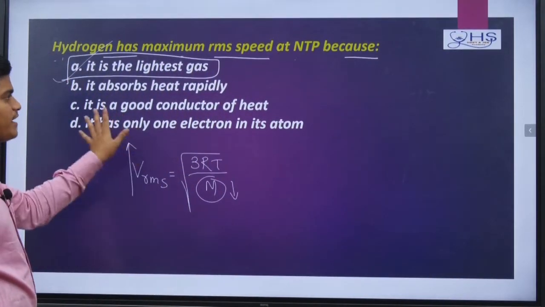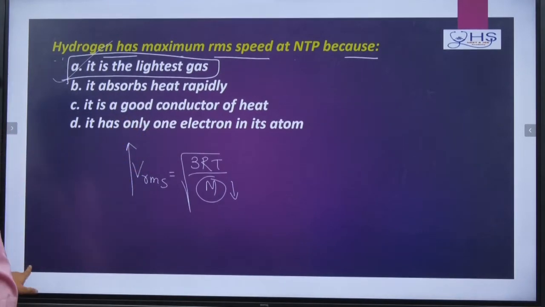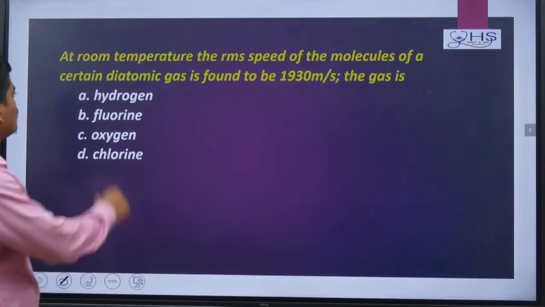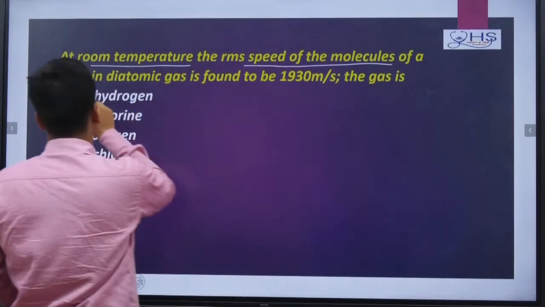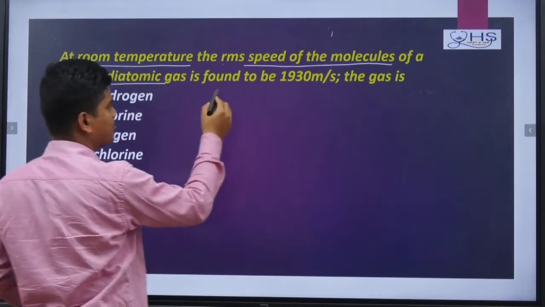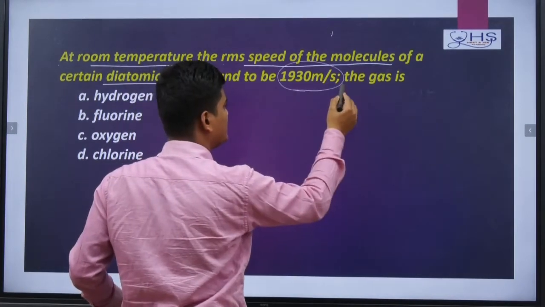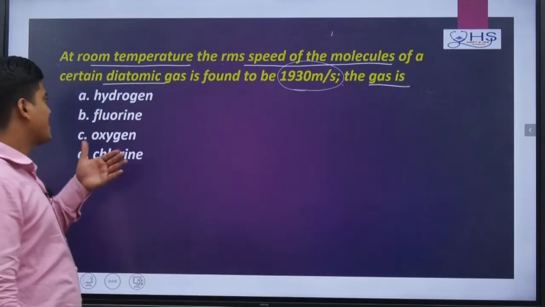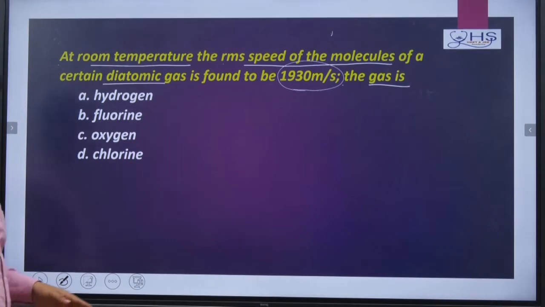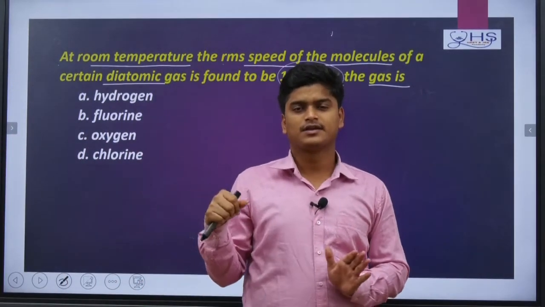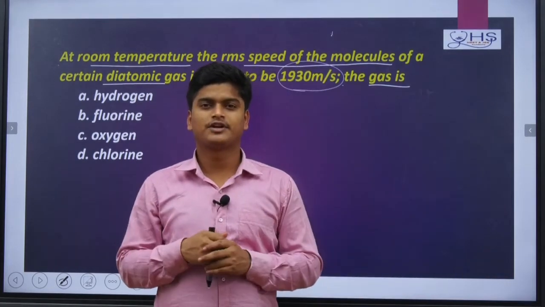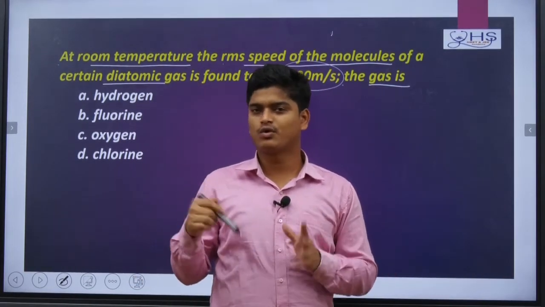So, it is the same formula again, an easy concept only. Now, at room temperature, the RMS speed of the molecules of a certain diatomic gas is found to be 930 meters per second. Now, the gas is what? Some options are given. Remember, if RMS speed is given and we are asked the gas, how do we find it? Most of the time we will use the concept of molecular weight.